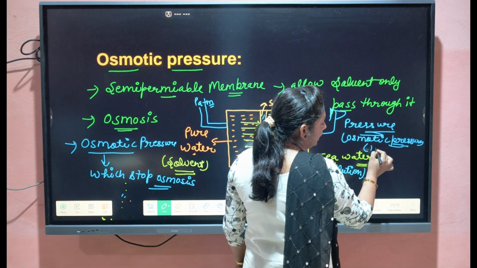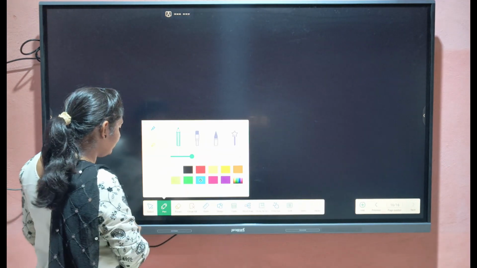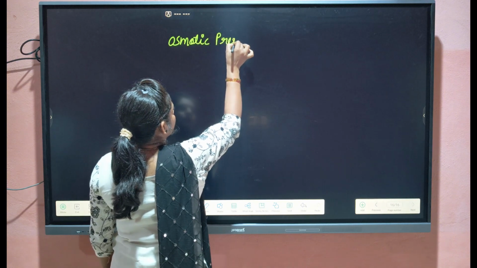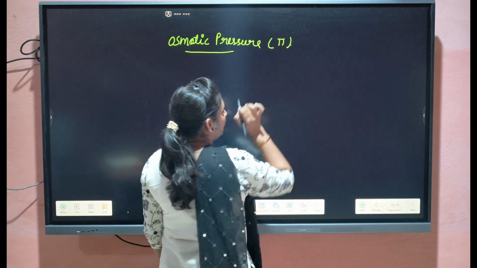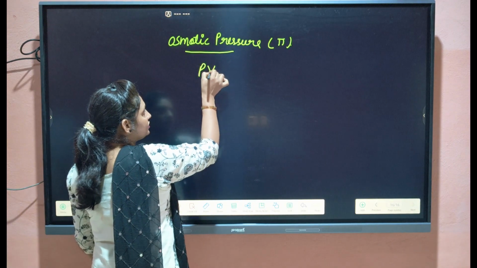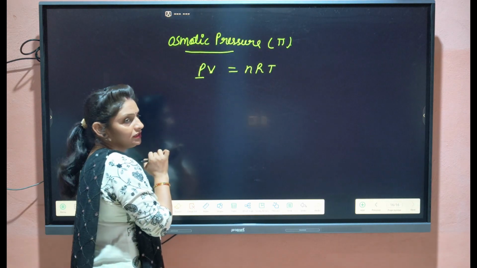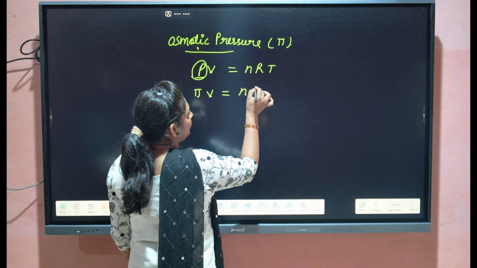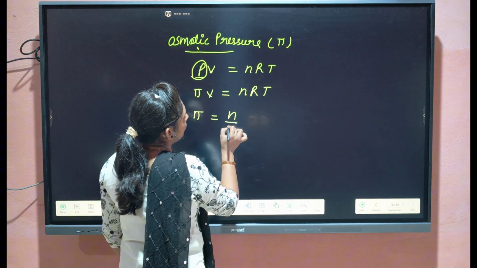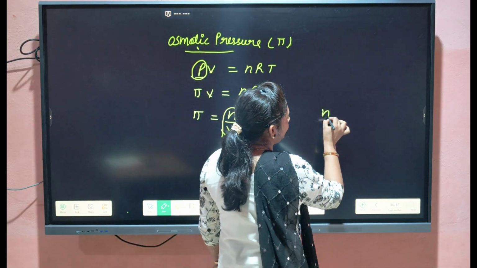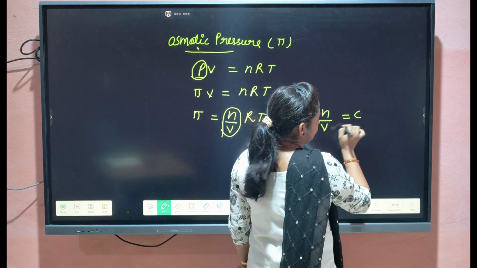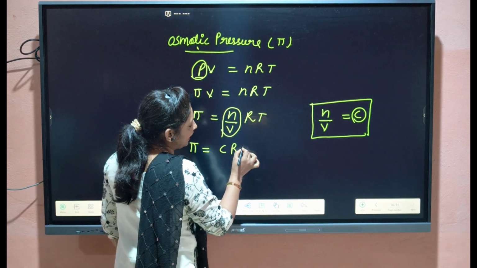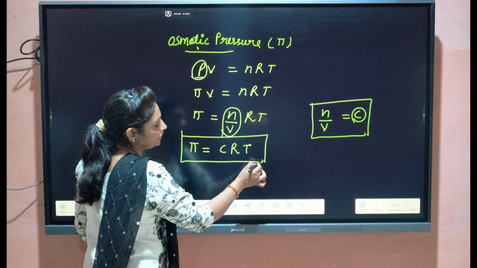Osmotic pressure we can denote by pi. Now we will see the mathematical expression for osmotic pressure. According to the ideal gas equation, you know very well, the ideal gas equation is PV is equal to nRT. Here P is the pressure, but we have osmotic pressure here, so we can take pi instead of P. So pi V is equal to nRT and pi is equal to n by V RT. Here n by V, number of moles per unit volume, is known as the concentration. So n by V is equal to C, concentration. So I can write in this way, pi is equal to CRT. So this is the expression for osmotic pressure.